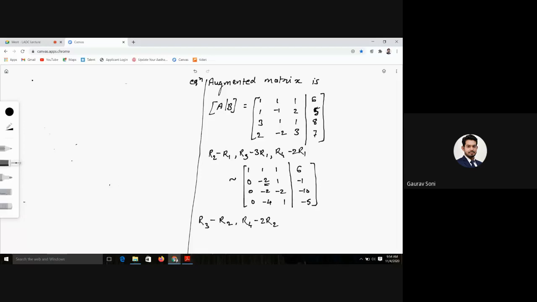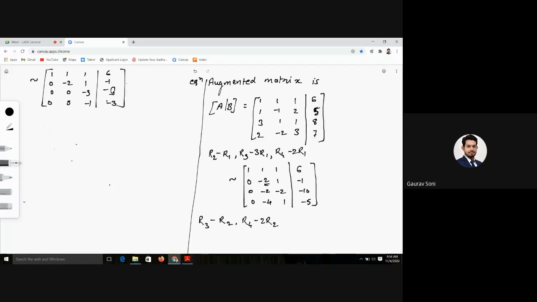So the matrix will turn out to be 1, 1, 1, 0, -2, 1, 0, 0, -3, and these will be 6, -1, -9. The last row will be 0, 0, -1, -3.